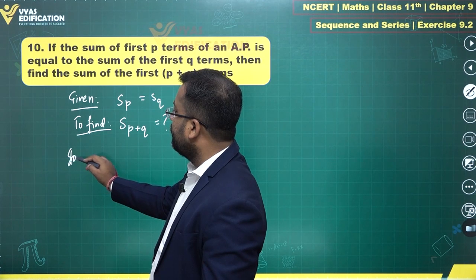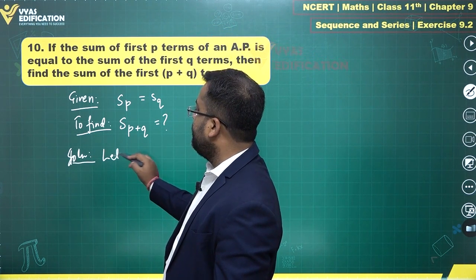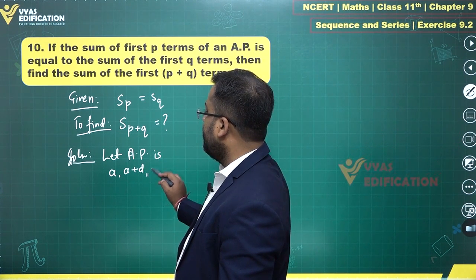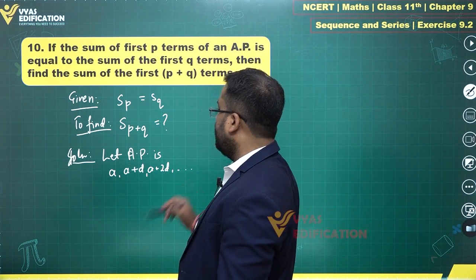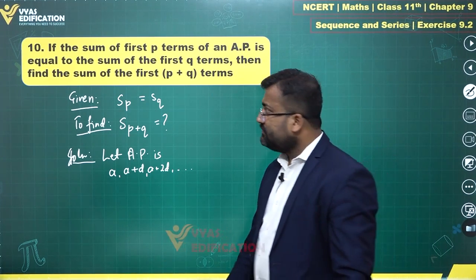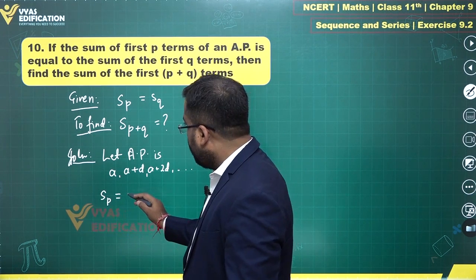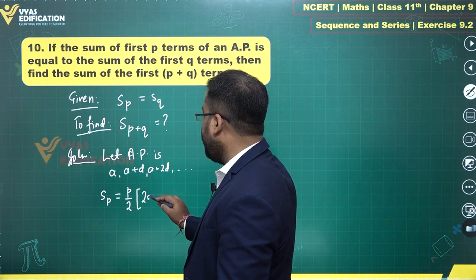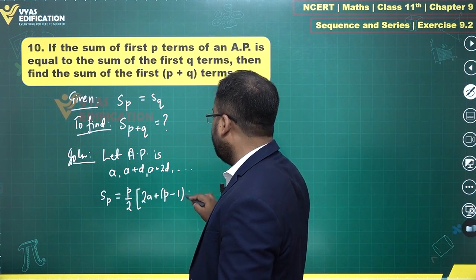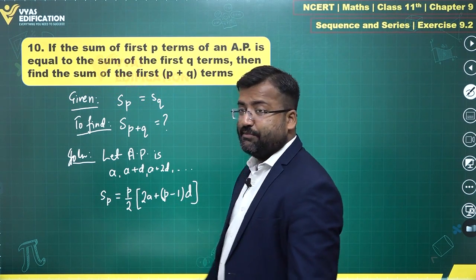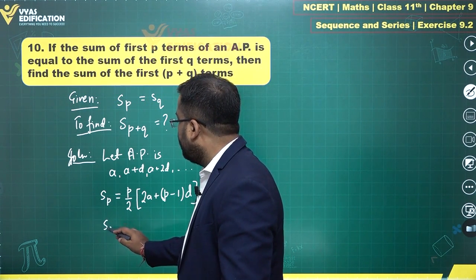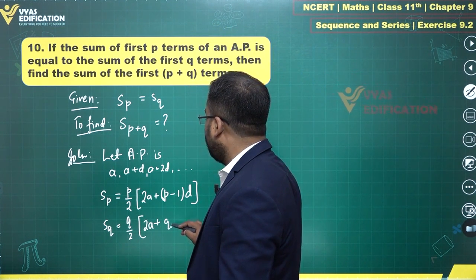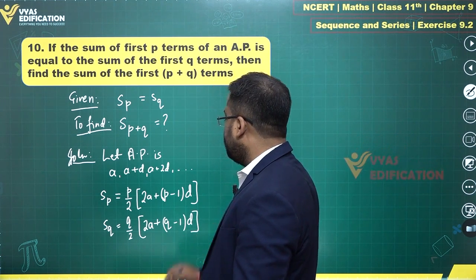Okay. Let's talk about the solution. So let the AP be A, A plus D, A plus 2D, and so on. This is what we have. Since SP equals P by 2 times 2A plus P minus 1 D, this is what you have, SP. And what is SQ? This is Q by 2 times 2A plus Q minus 1 D. This is what you have.